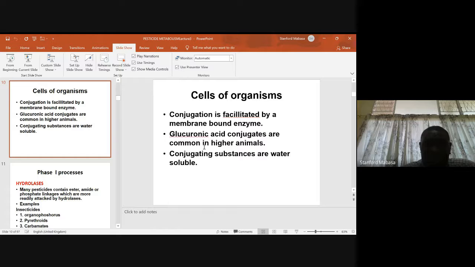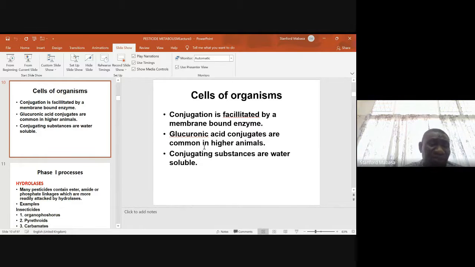Now, conjugation is facilitated by a membrane-bound enzyme. Glucuronic acid conjugates are common in higher animals. So in higher animals, we have glucuronic acid conjugations, but in plants, we mainly have glucose conjugations. Conjugating substances are water soluble.